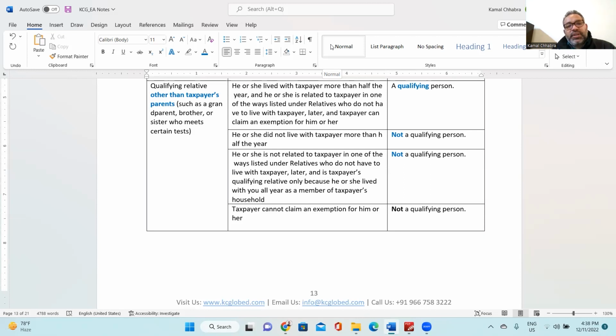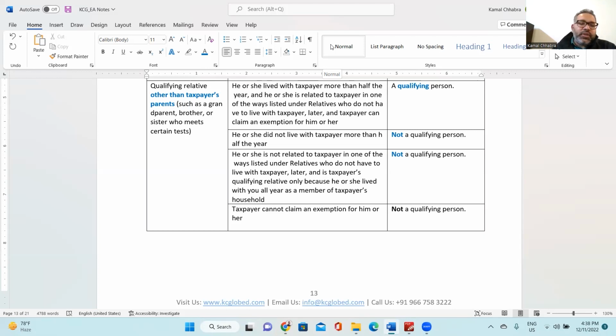Third, if he or she is not related to the taxpayer in one or more of the ways listed under the relative definition, who does not have to live with the taxpayer later, and is the taxpayer's qualified relative only because he or she lived with you all year as a member of the taxpayer's household, then that person is not qualified. I'll give you examples one by one, don't worry. A taxpayer who cannot claim an exemption for him or her is not a qualified person.